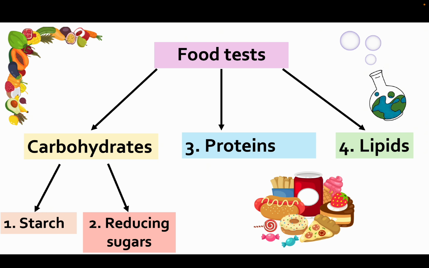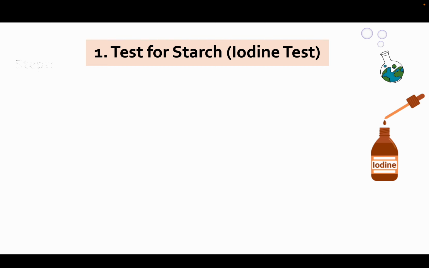There are 4 types of food tests that you need to be aware of. The first 2, your starch and your reducing sugar, are both examples of carbohydrates. Then we're going to be testing for proteins, and lastly our lipids. So let's begin. So how do we test for starch?